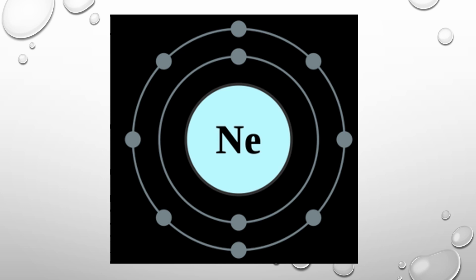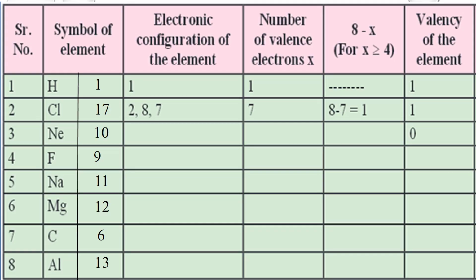So we'll write the electronic configuration. So this is my electronic configuration, 2, 8. Now here 8 is in the outermost shell, or the valence shell, so 8 will become the valence electron. So 8 is the valence electron. Now 8 is a number more than 4, so I have to follow the formula 8 minus x. So I will do 8 minus 8, which is 0, so 0 becomes the valency.